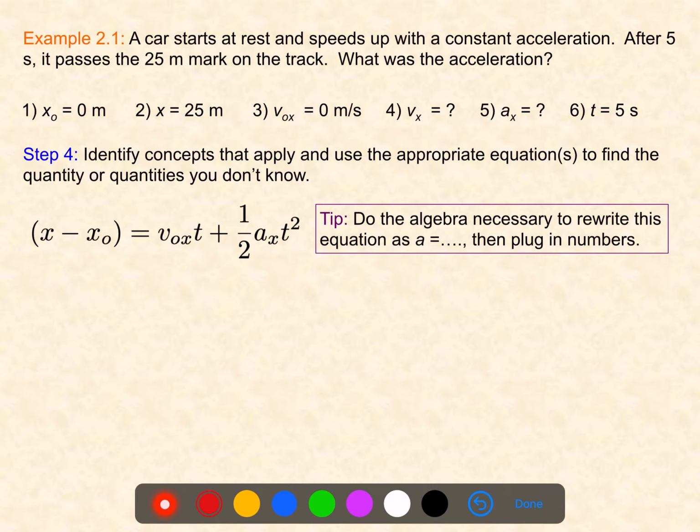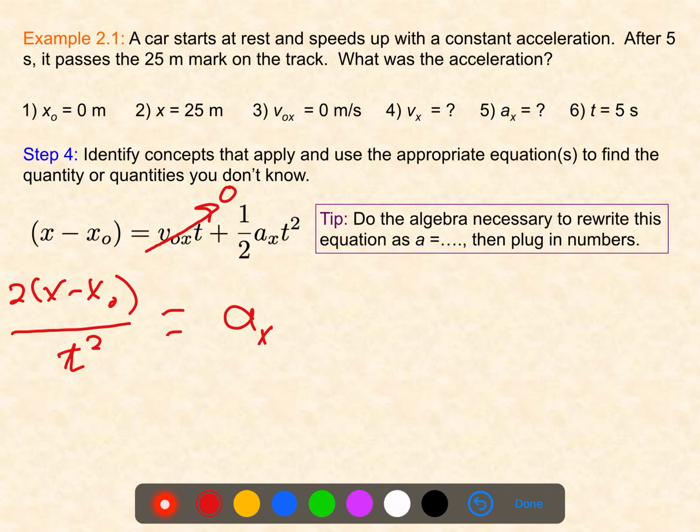So let's take a look at what we need to do here. Well, the initial velocity was equal to 0, so I can actually just eliminate that term. That'll make the algebra a little bit easier for me. And so I've got x minus x naught, and I'm going to multiply both sides of the equation by 2 in order to isolate this acceleration rate. And then I'm going to divide by the time squared, and that should equal my acceleration rate.